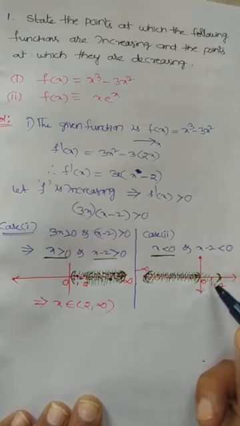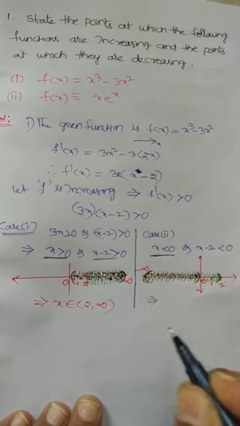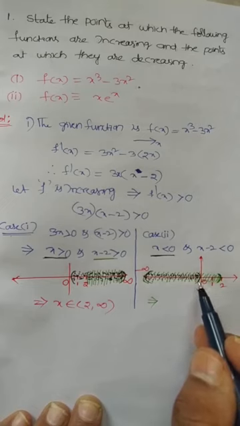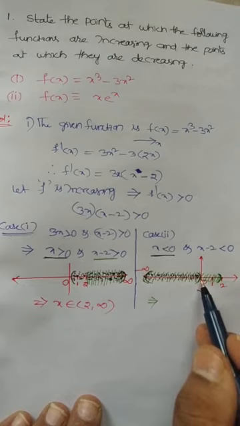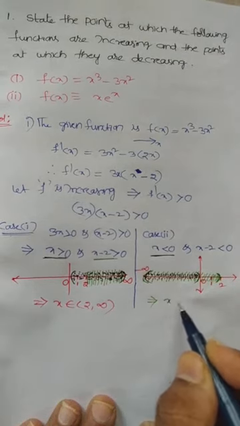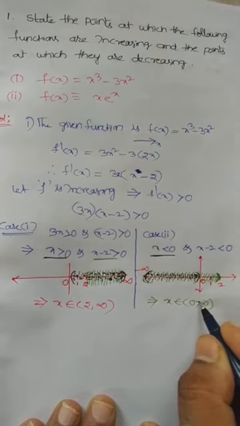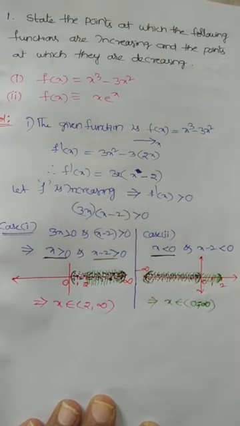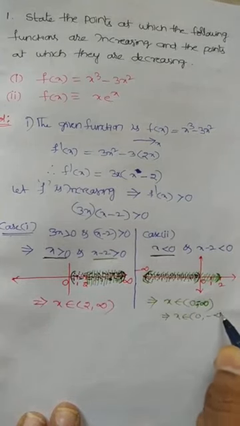What is that? x minus 2 is less than 0. That implies, what is the intersection? The black dotted lines and the green lines coincide at where? From 0 to, sorry, here x belongs to 0 to minus infinity. So x belongs to 0 to minus infinity.